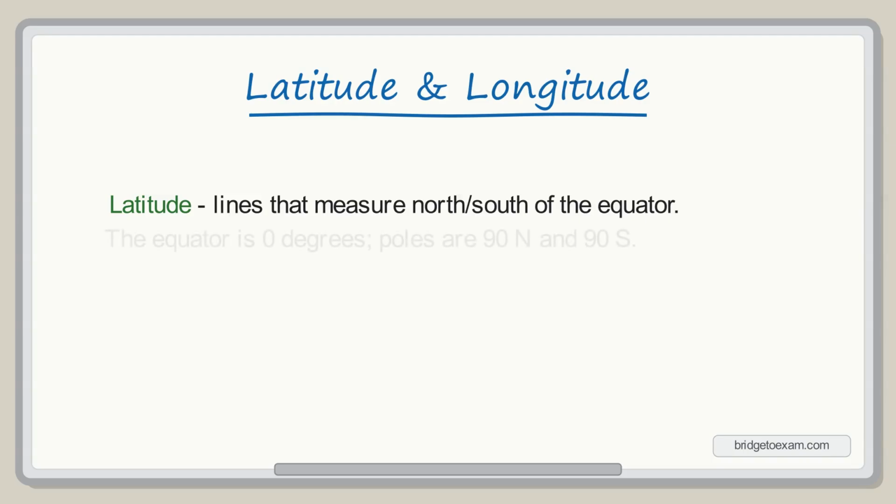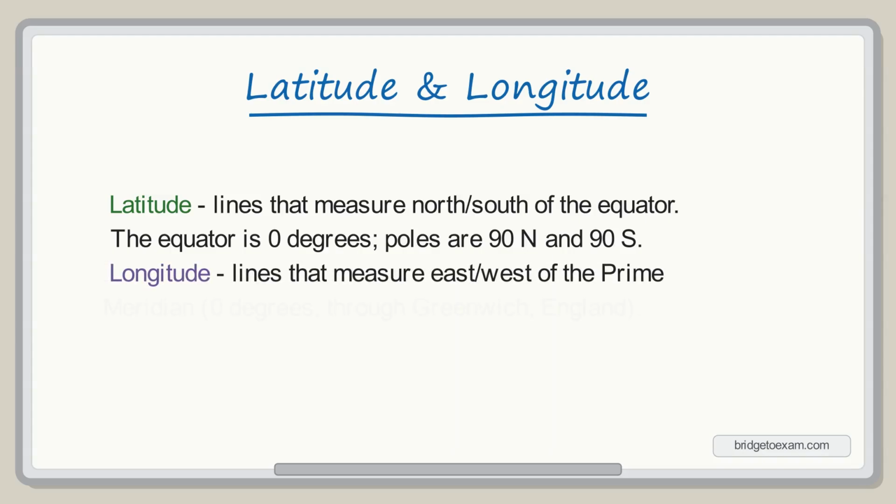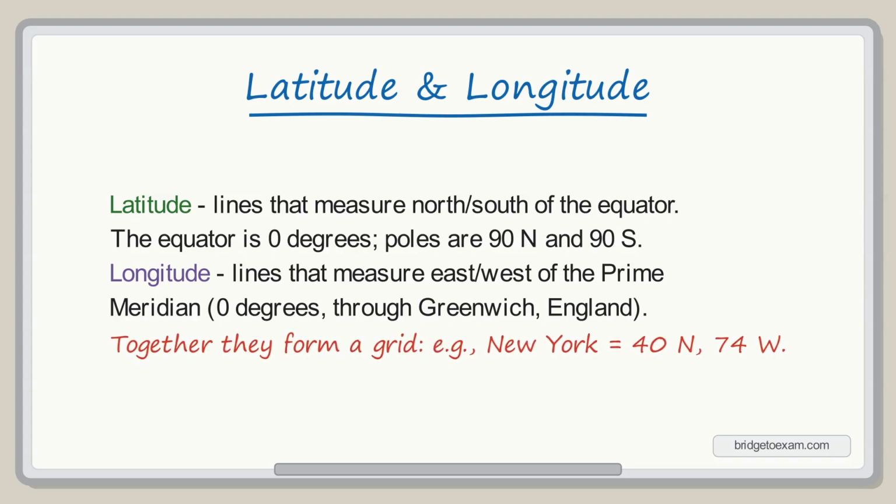Latitude lines measure how far north or south you are of the equator, which sits at 0 degrees. The poles are at 90 degrees. Longitude lines measure how far east or west you are of the prime meridian, which runs through Greenwich, England, at 0 degrees. Put them together, and you get a grid that gives every place a unique coordinate. New York City, for example, sits at about 40 degrees north, 74 degrees west.